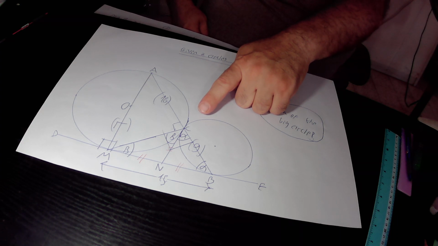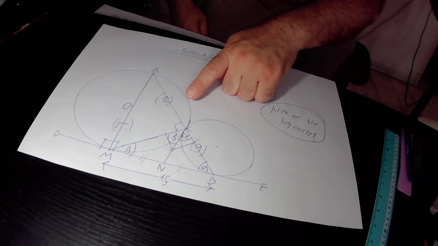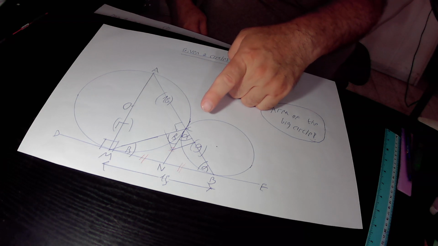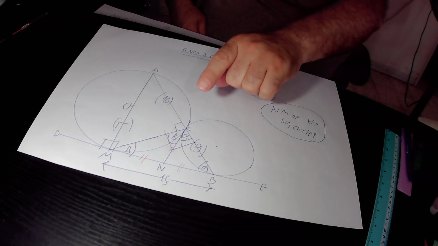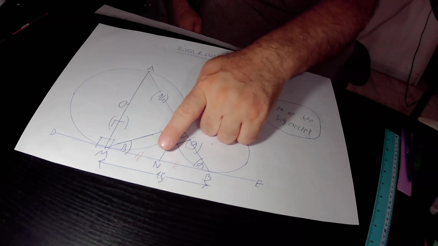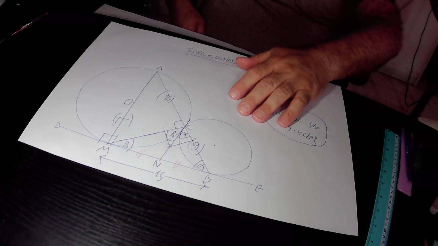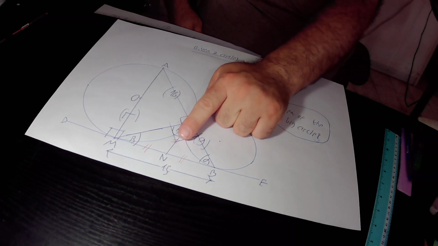The common tangent is tangent to this small circle at point C, and the common tangent is also tangent to this big circle at the same point C. And we define the touching point of the common tangent with tangent DE, this point is point N. So in the next step, we focus on this common tangent point N.